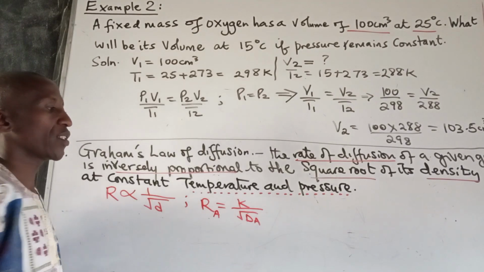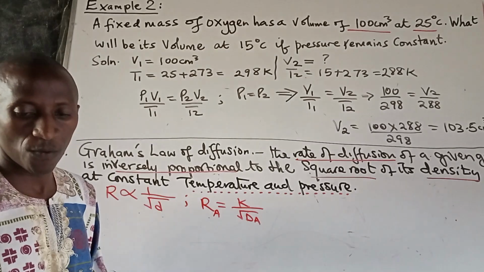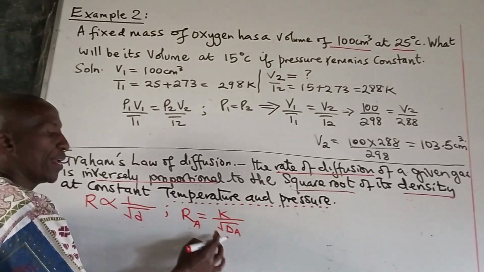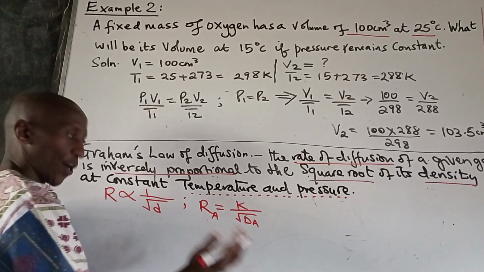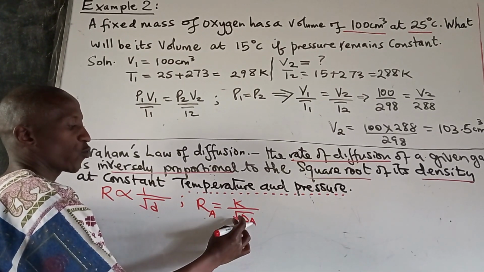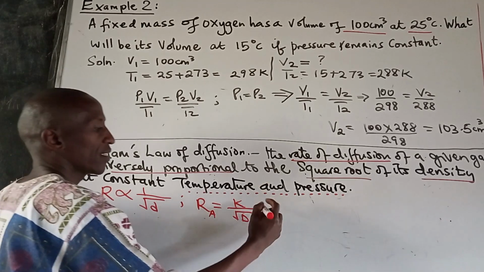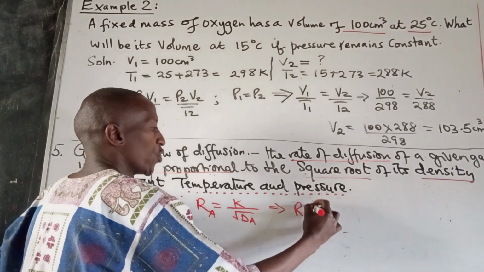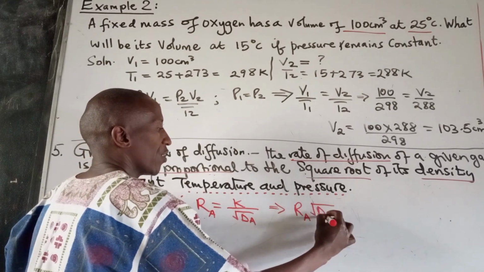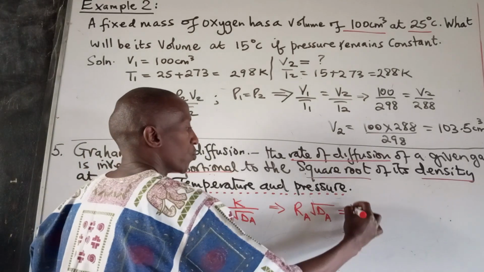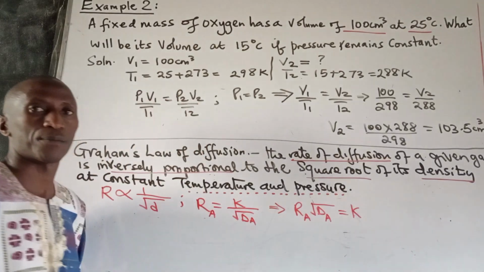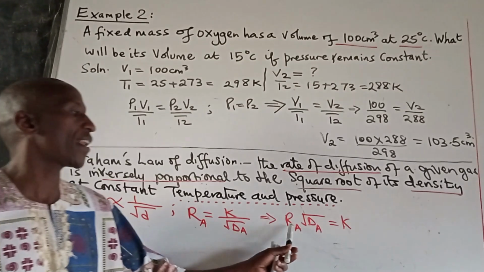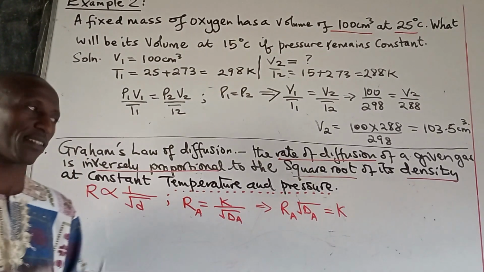That enables us to have a relationship between the rate and the density. We make K the subject of the formula by multiplying by the square root of the density A on both sides, and that will lead us to the rate of a gas A multiplied by the square root of the density of gas A is equal to a given constant. And that leads us to a situation whereby now we can compare two gases.